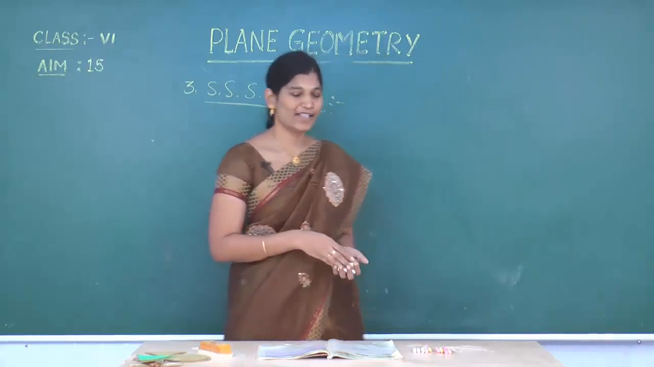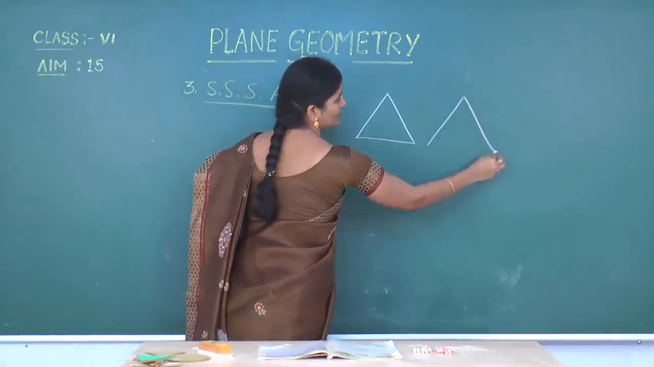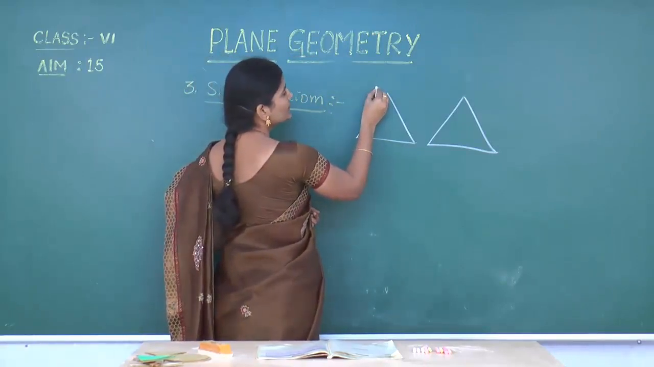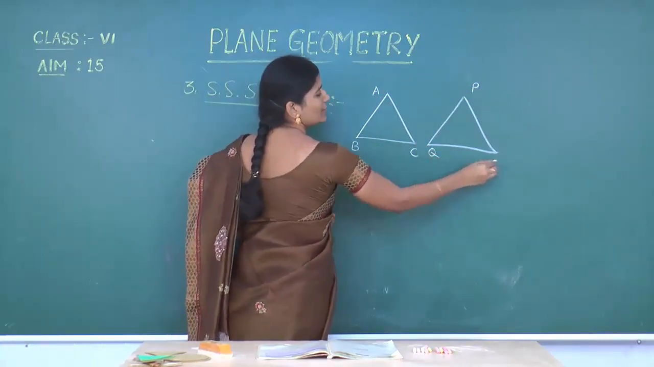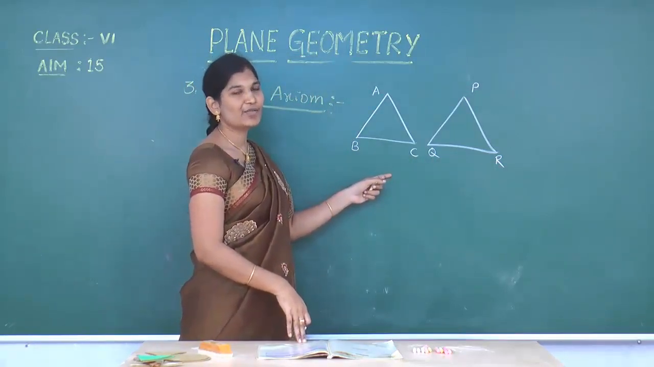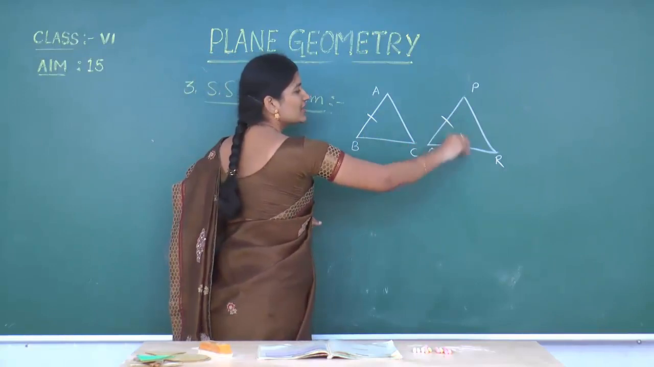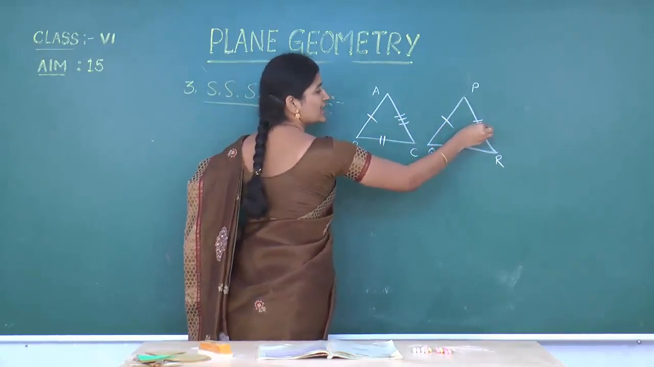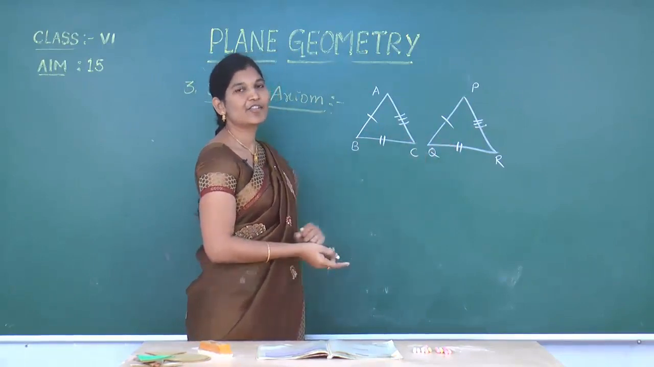And let me show you diagrammatically. Now here I am going to take two triangles, and let me give the names: this one is ABC, and this one is PQR. All three sides of the first triangle are correspondingly equal to all three sides of the second triangle respectively. This side equals this side, this side equals this side, and this side equals this side. Here we see only sides. So we can say these two triangles are congruent to each other.